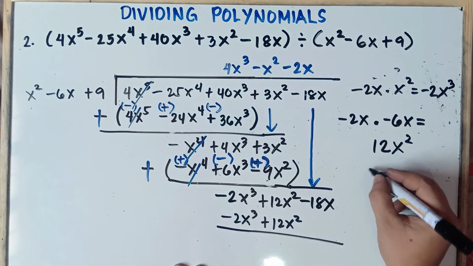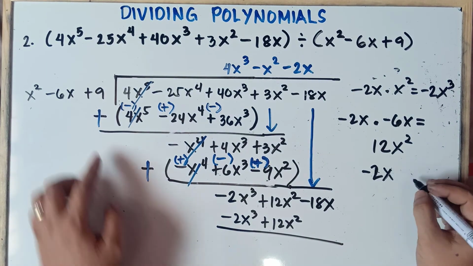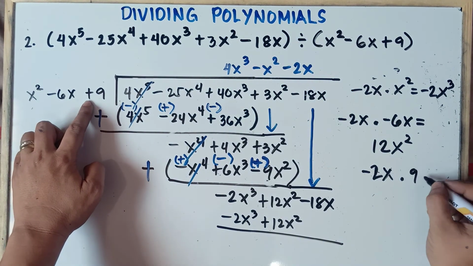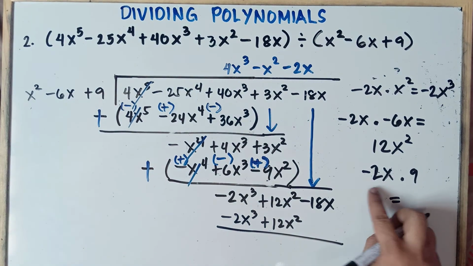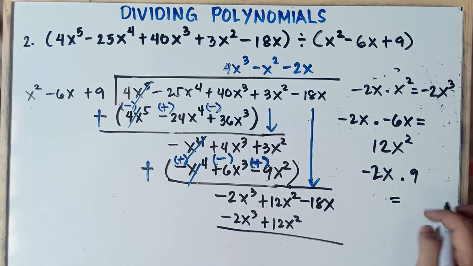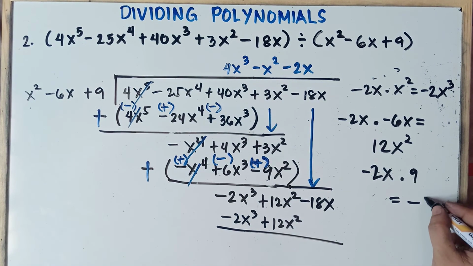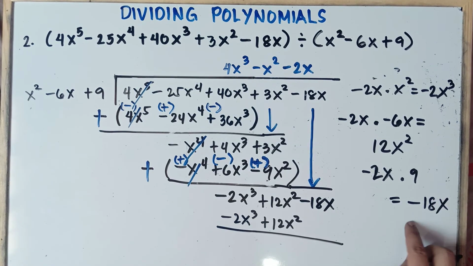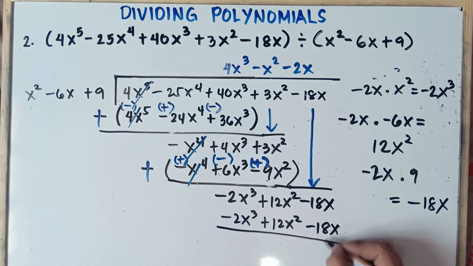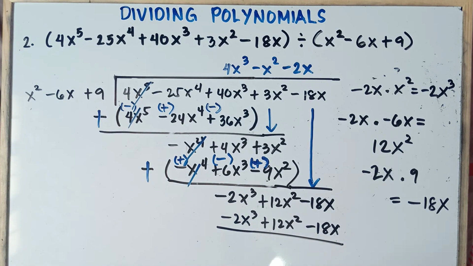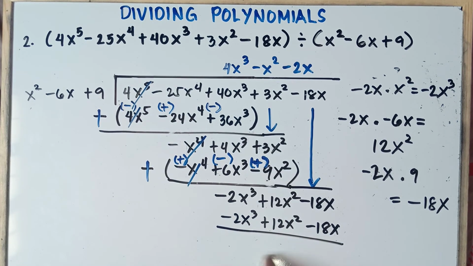And then negative 2x times positive 9. So negative 2 times 9, negative times positive is negative. 2 times 9 is 18. Then copy x. Negative 2x times 9, that would be negative 18x. So once again, class, be careful with this one. You need to do it, class, step by step, especially for the signs. Be careful with the signs, class.